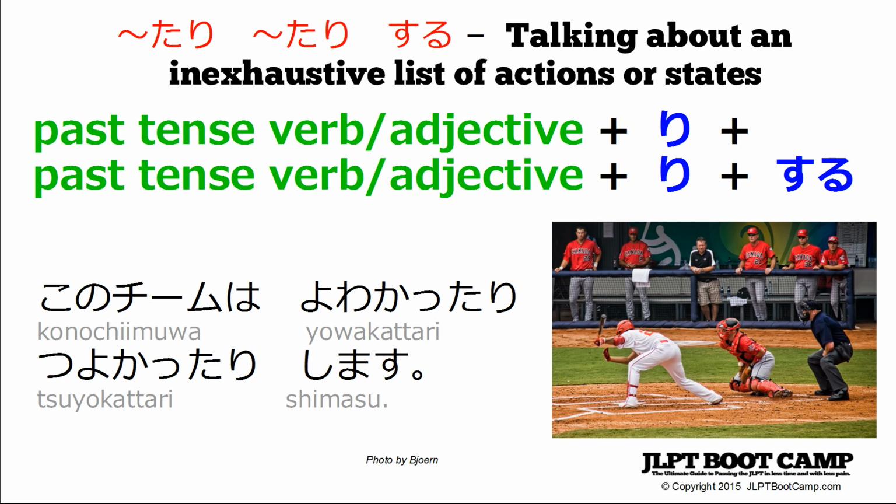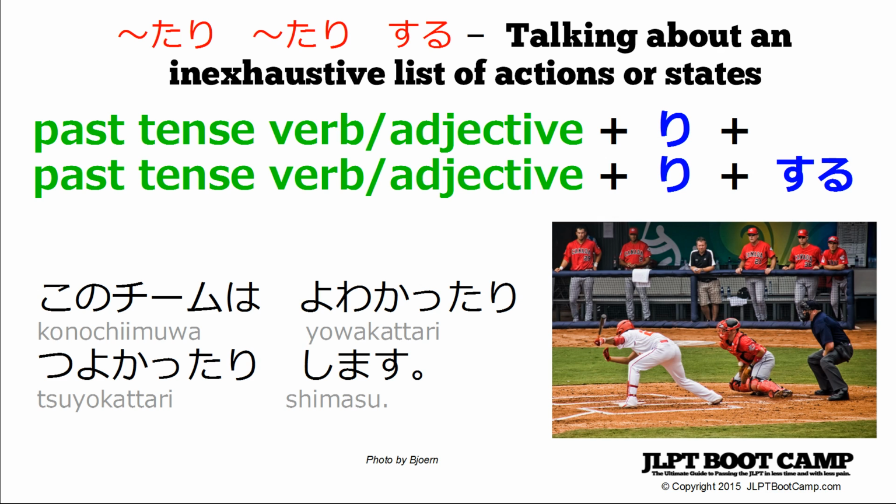So again, you have to change these both into past tense and then plus ri. And then that final suru contains all the information about the formality, if it's past tense, or non-past tense, which is sometimes called present or future tense, which is here in shimasu. All that is contained in that last verb there, suru. All that information is for the entire sentence. And so you can use it this way to have an inexhaustive list of actions or states.